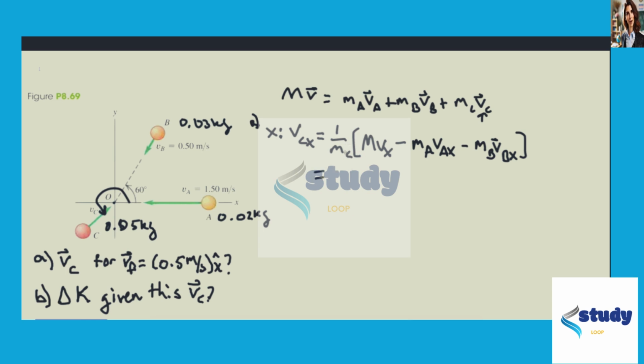So then doing that, we find that this should be 1.75 meters per second. And then this is going to look pretty much the same, except with y's everywhere.